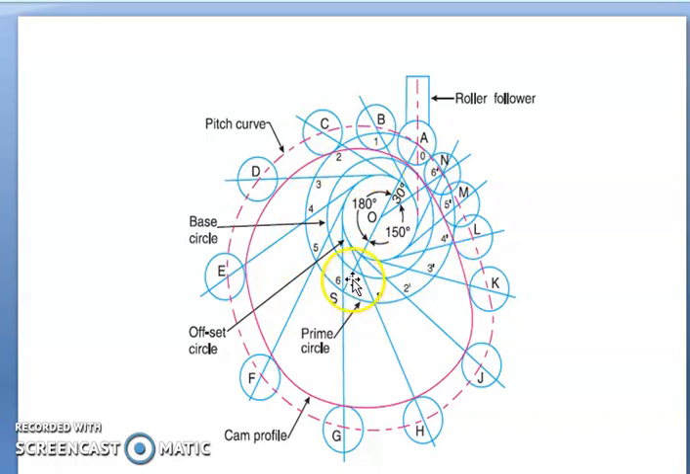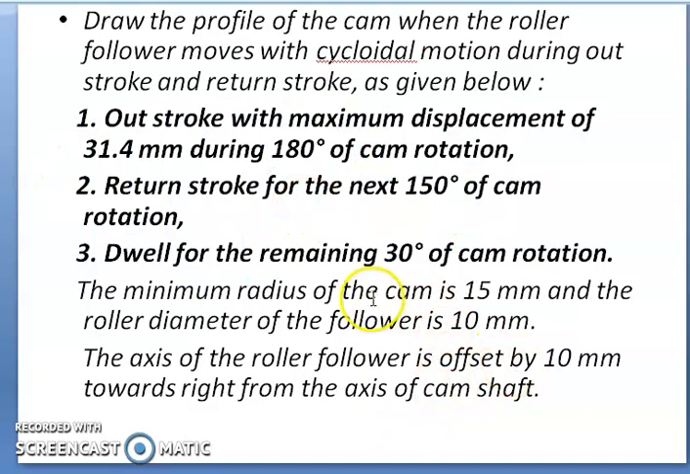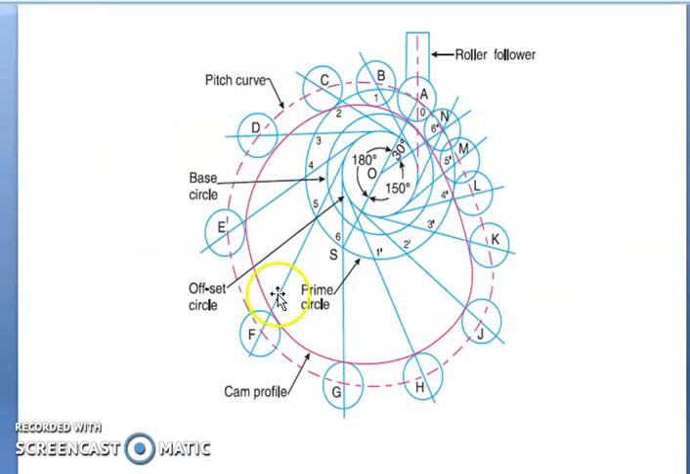The radius of the prime circle is equal to the radius of the base circle plus the radius of the roller follower. Here the roller follower diameter is 10 mm and the minimum radius is 15 mm, so the prime circle radius is 20 mm. This is the prime circle. Next, we will draw the offset circle, that is 10 mm.